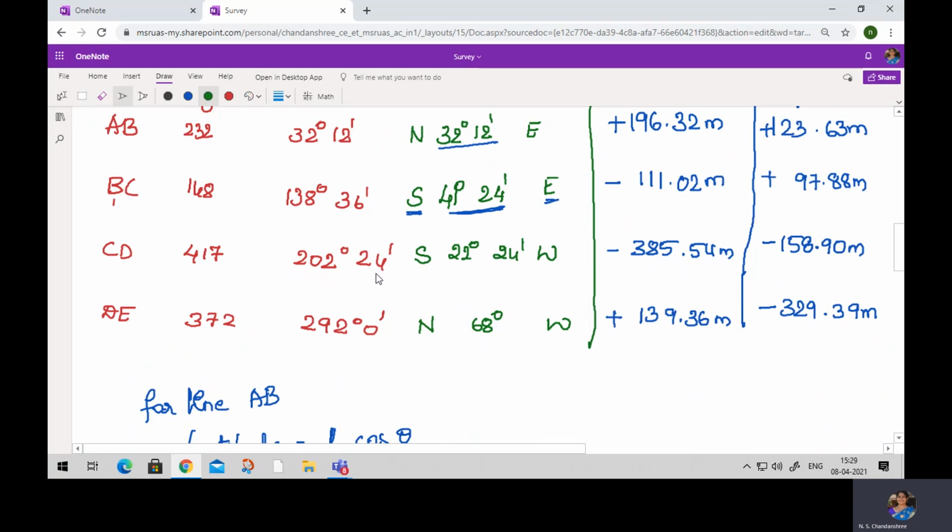So what is theta from the south? It is 202 degrees 24 minutes minus 180 degrees, which gives us 22 degrees 24 minutes. Similarly, for the line DE, the whole circle bearing is 292 degrees, which comes in the fourth quadrant, that is the northwest quadrant. In that case, theta is found by 360 degrees minus 292 degrees, which gives 68 degrees.